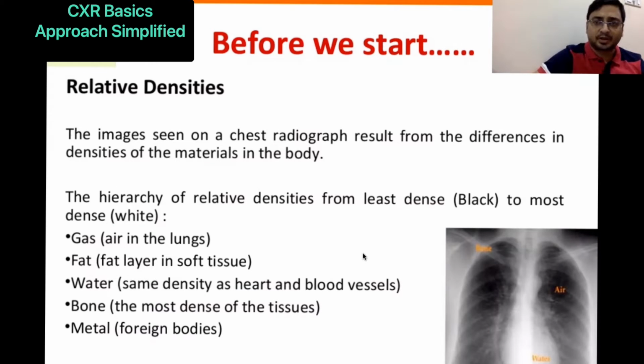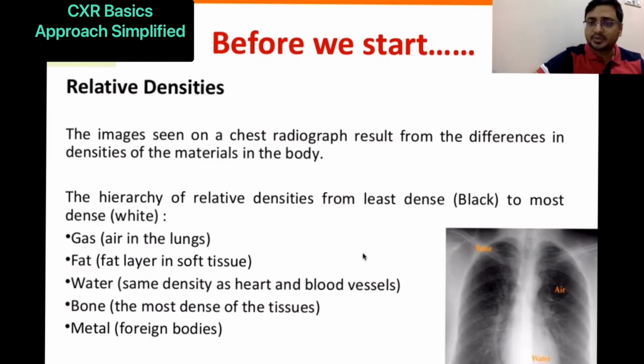Before we start, I would like to say a few words regarding the relative densities, because we all know about the chest X-ray, its invention, and how the chest X-ray originates from the collimated X-ray beam and how it is recorded. But the basic principle behind it is that the images seen on a chest radiograph result from the differences in densities of the materials in the body.